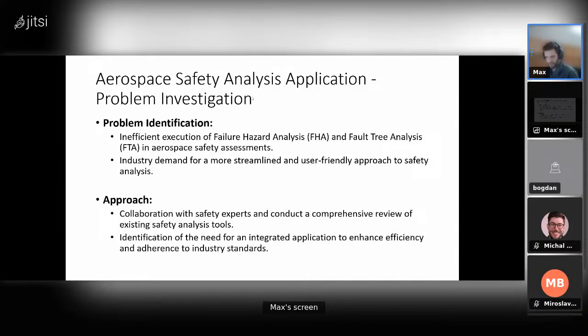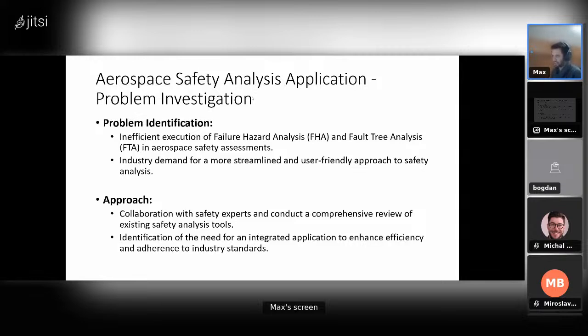Okay, so I know it might be a bit broad and not so specific, so that's why I just wanted to take a very simple example of how we would apply design science on a concrete app, in this case, let's say an aerospace safety analysis application. So the first step is the problem investigation, and identification of the problem.